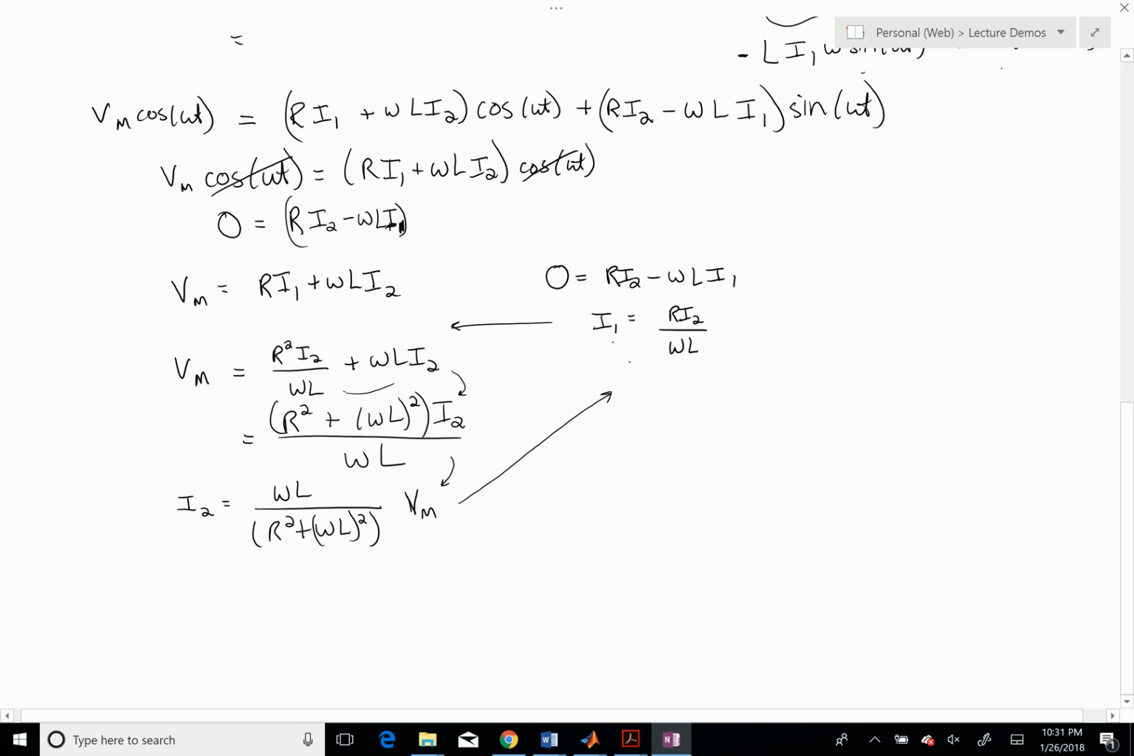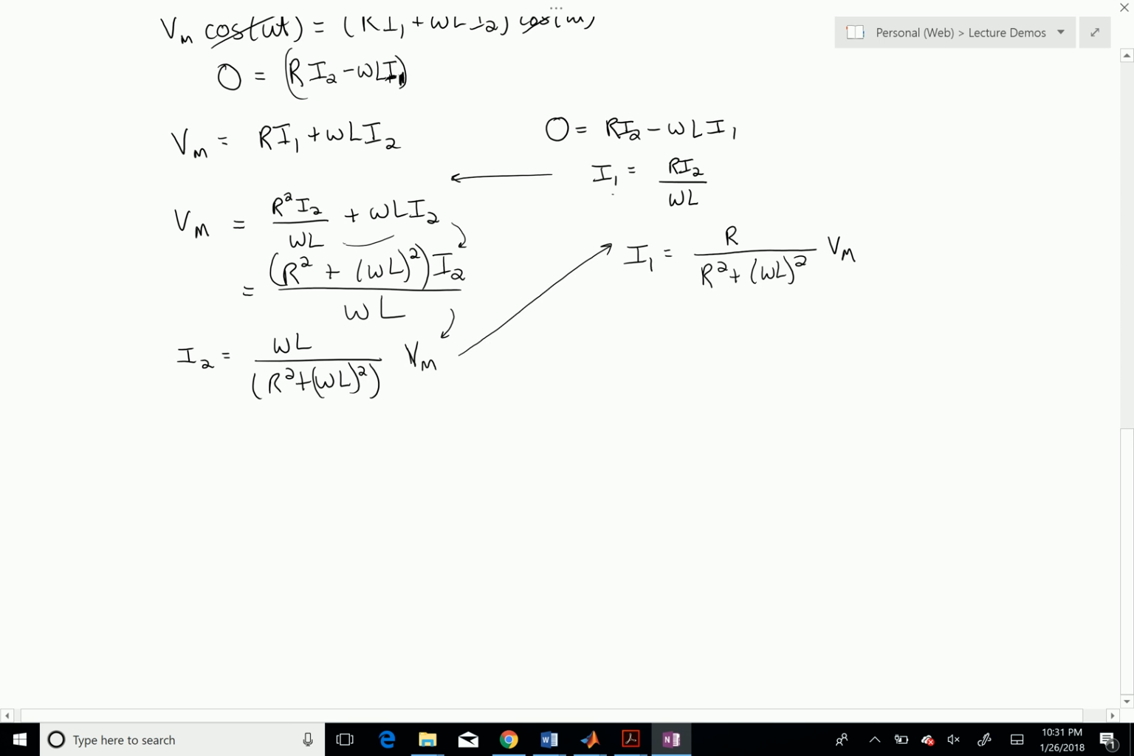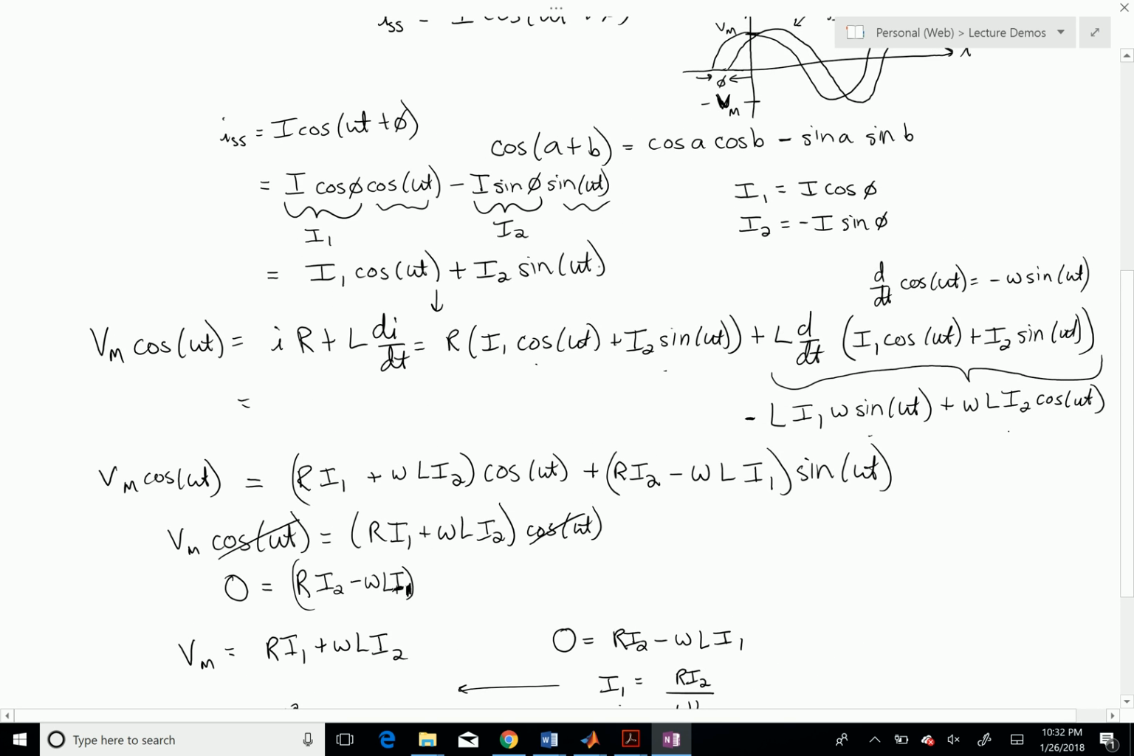I take this and plug it back into I1, into this equation. That tells me I1 is equal to R over R squared plus omega L quantity squared times Vm. So we have our two results now, and I know the two amplitudes back here in this equation. But I want to get back ultimately to this equation, which means I need these two amplitudes.